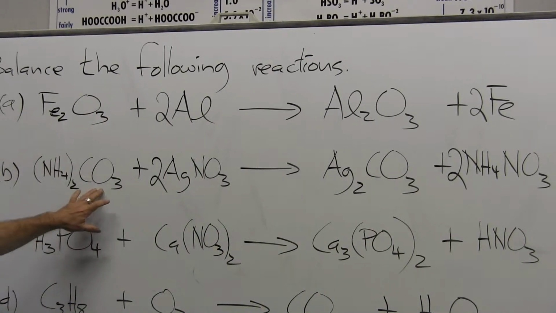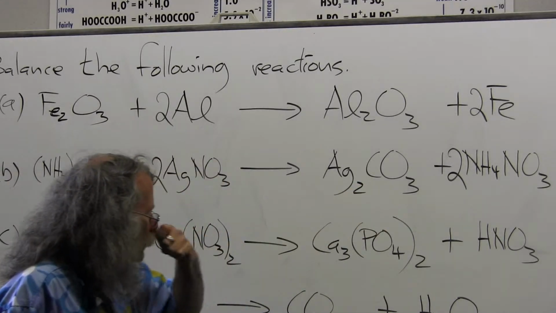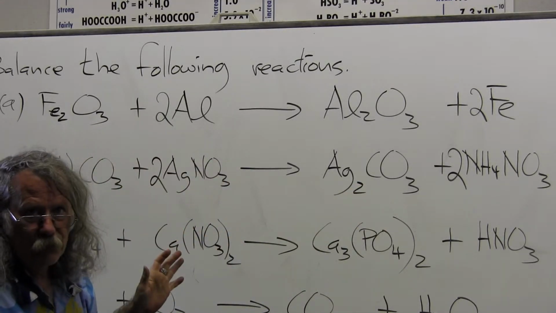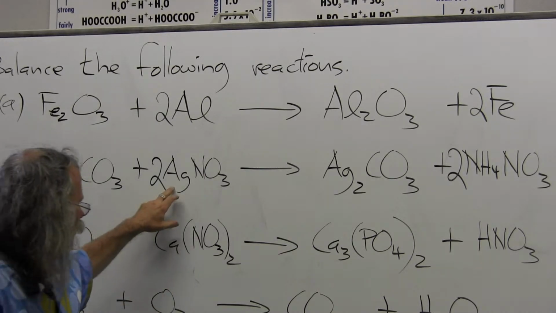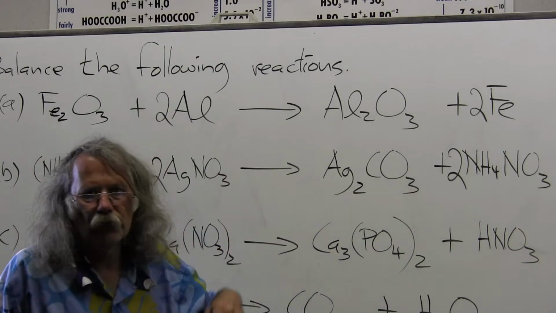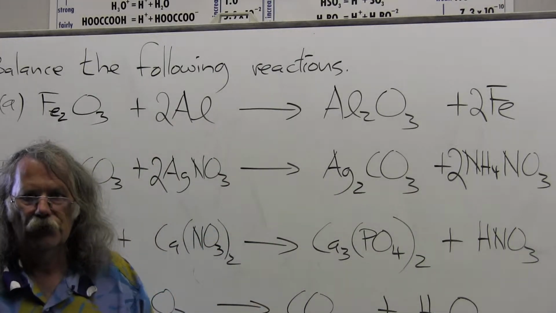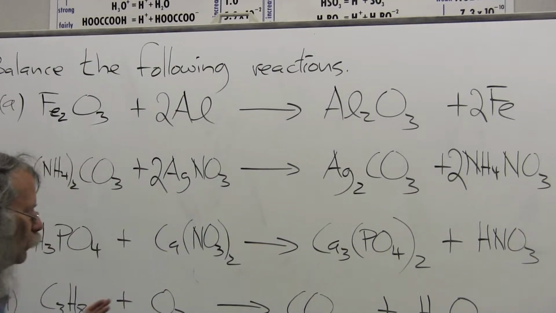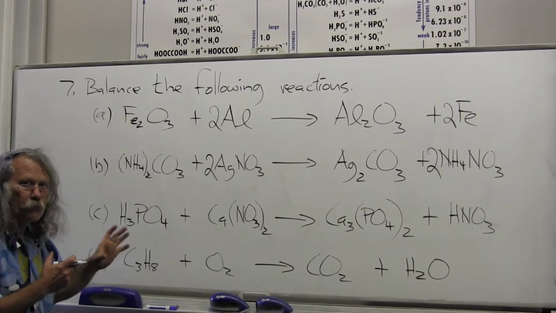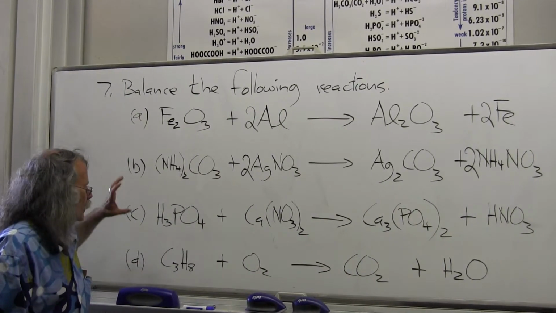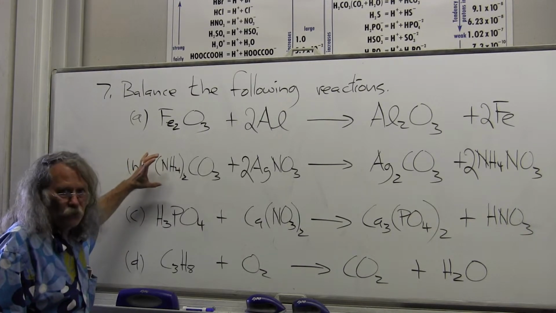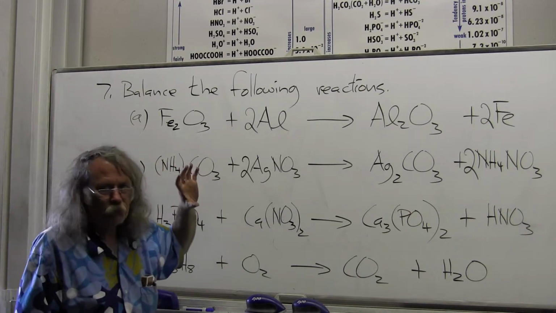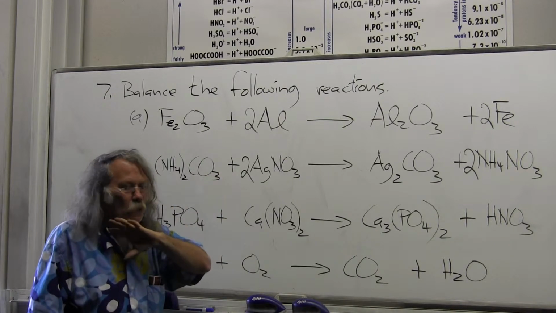Now let's talk about carbonate. I've got 1 carbonate on the left, I've got 1 carbonate on the right. So the carbonate's balanced. Now we just want to balance the silver. I've got 2 silvers on the left, I've got 2 silvers on the right. We are now balanced. So it's just going through that simple iterative process back and forth, but recognition of the molecular ions is going to simplify this process a great deal.